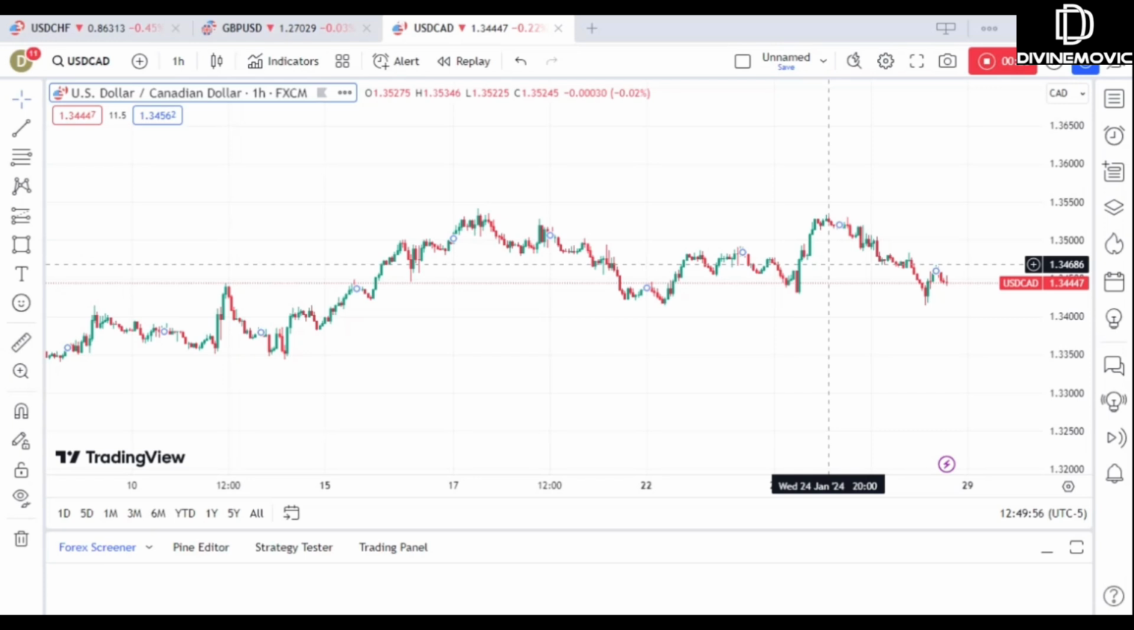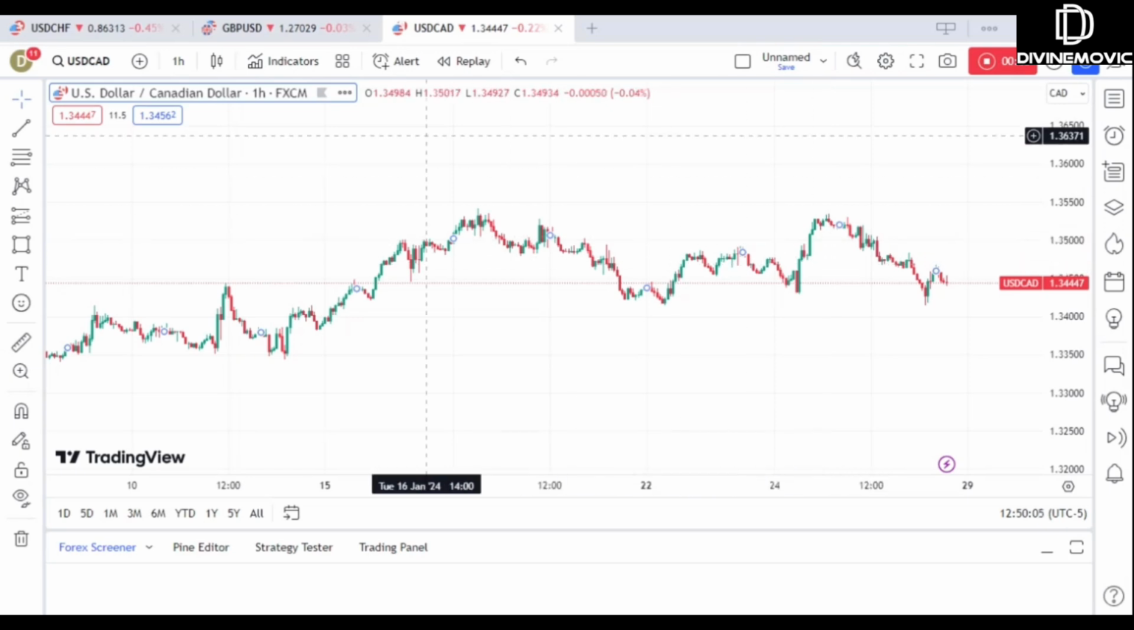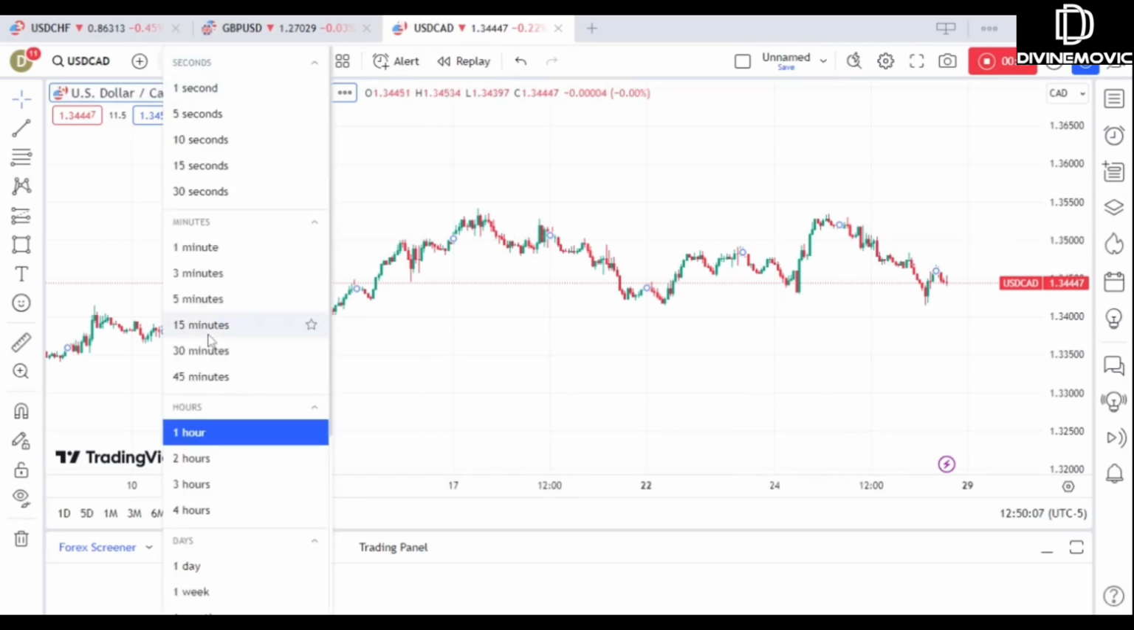So first off, the same thing we did on the USDCHF, we're going to do here on the USDCAD. The first thing is to simply go to the high time frame and see what is going on there. And as usual, the high time frame for me is the daily time frame.